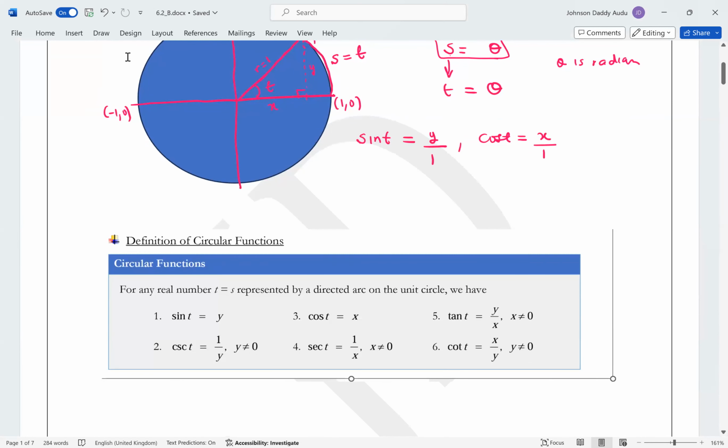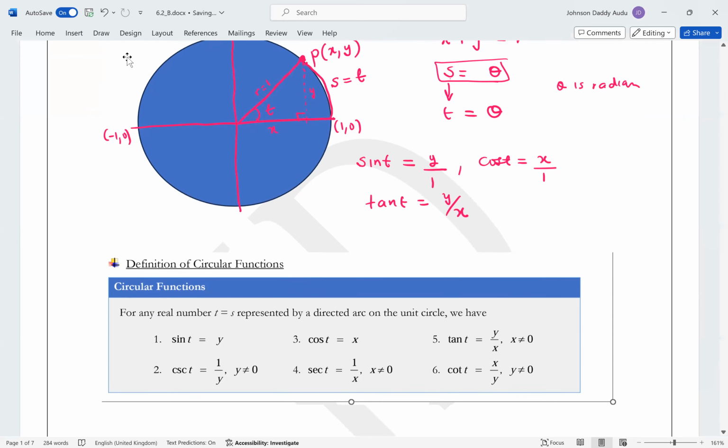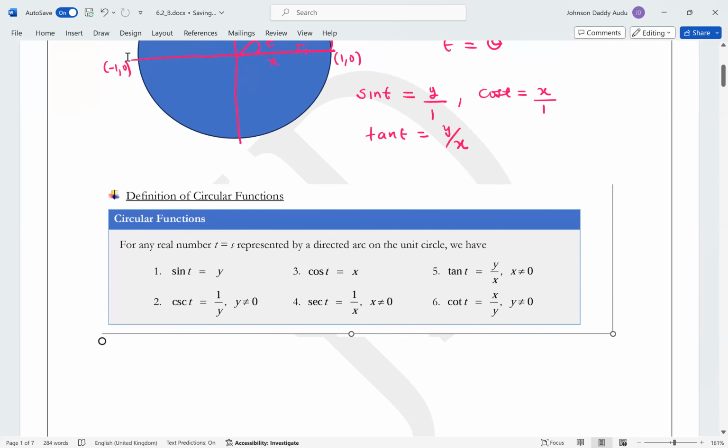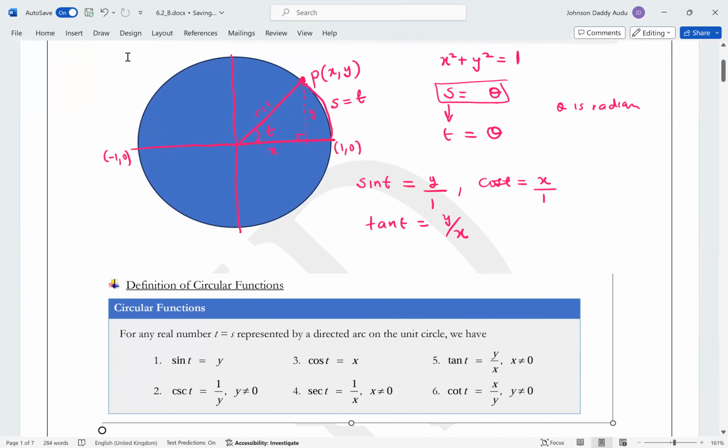So that is why we have all of this. Sine t is y, cosine t is x, and tan t is y over x. As you can see from here, tan t is just y over x. This is what we call circular functions, because we use this circle of radius 1 to generate everything.